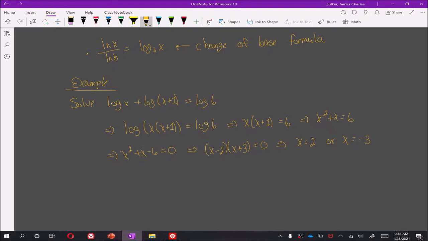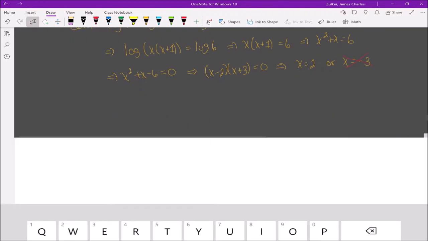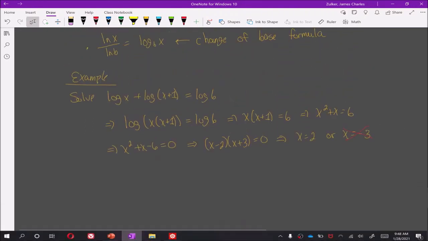However, x equals negative 3 is not in the domain of log of x. So we discard it as a solution. So our only solution is 2.